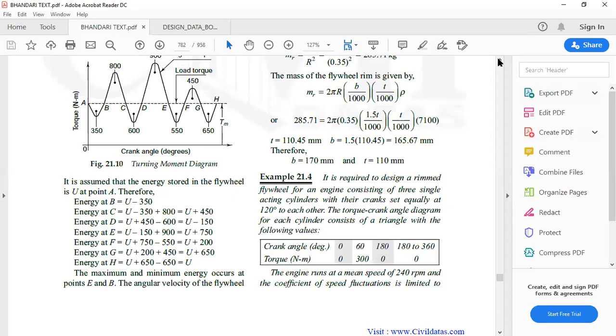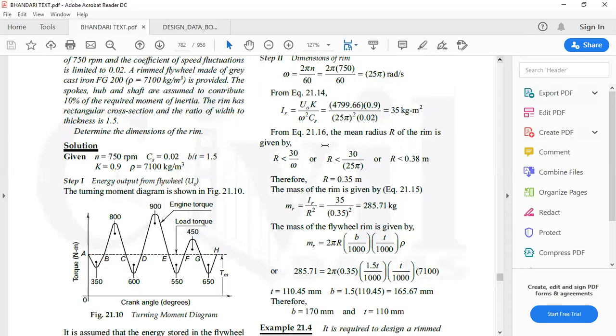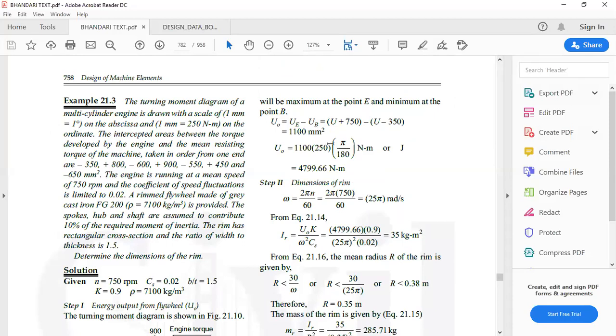You can see that here. It is in area and the area scale is also given here. In ordinate, that is y-axis it is 250 Newton meter and the x-axis it is 1 degree. So 1 degree means pi by 180 radians. That is what is substituted here. 1100 millimeter square means 1100 into 250 into pi by 180 joules. It is actually coming to closer to 4800 Newton meter or 4800 joules. And the remaining working will be the same way.